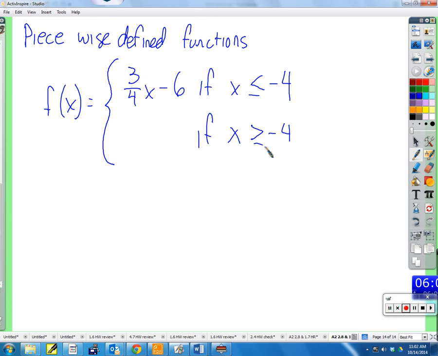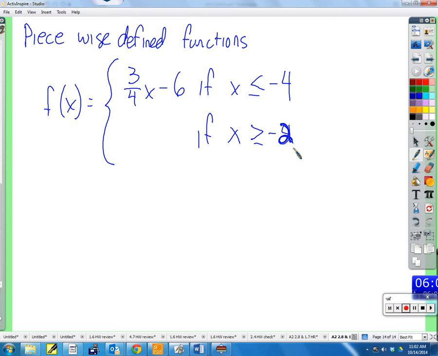There might be gaps, right? I could make this greater than or equal to negative 2, and that'd work. Now, what do I do for negative 4 to negative 2? Apparently there is no output, and that can happen. We say the function's not defined at negative 2 to negative 4.